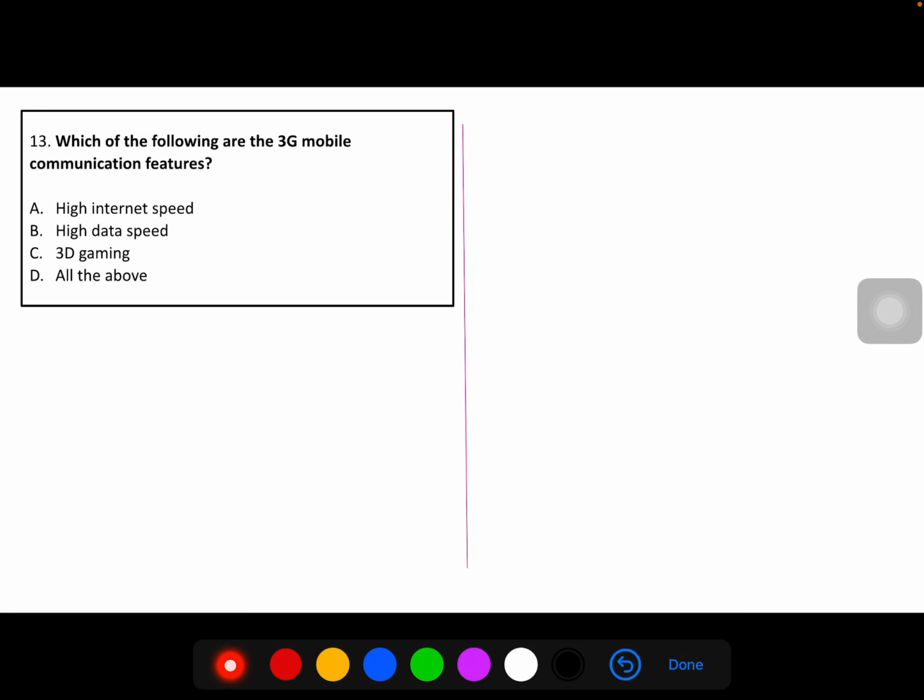Next question. Which of the following are the 3G mobile communication features? High internet speed, high data speed, 3D gaming, or all of the above? The correct option is all of the above, because all the features in the options given are part of 3G technology.